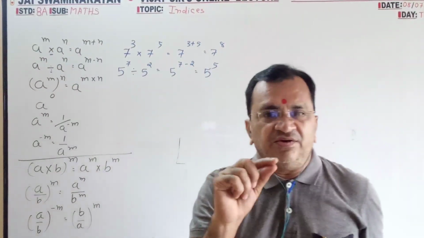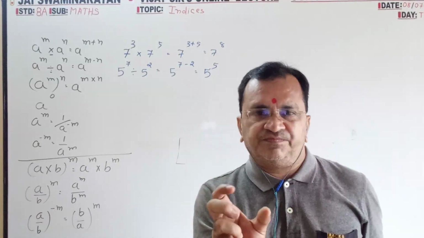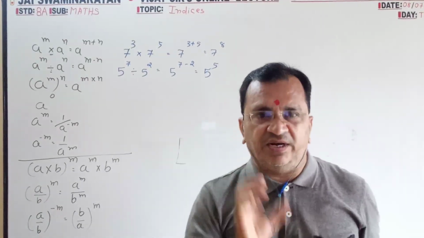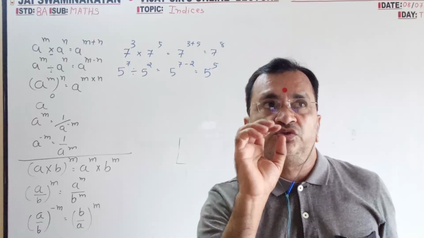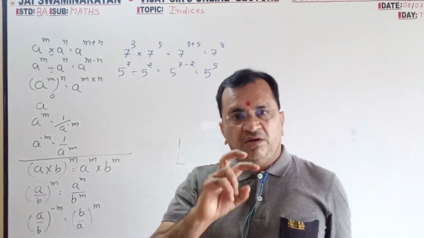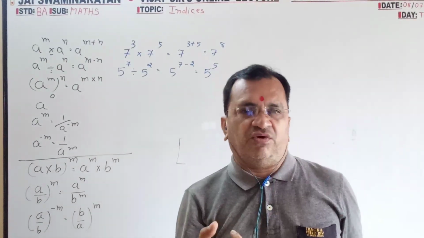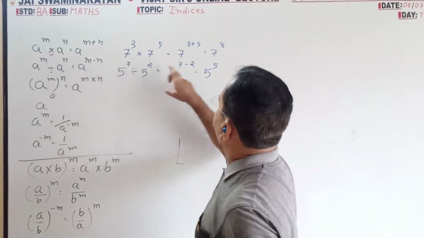See, when there is a product, the base should be equal. Bases are equal, so the power you have to add. When it is in the division form, you have to subtract the power.